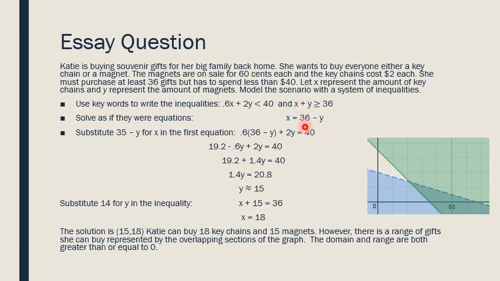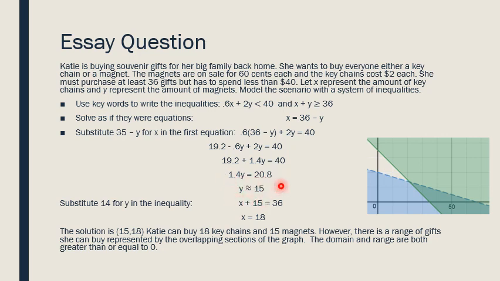I can solve this one easily for x by subtracting y from both sides, and that's great because then I can substitute 36 minus y for the x in this other equation and solve. Negative 0.6 times 36 is 19.2, minus 0.6 times y is 0.6y, plus 2y equals 40. Then simplifying by combining the y terms, I get 19.2 plus 1.4y equals 40. Subtracting 19.2 from each side, I get 1.4y equals 20.8.